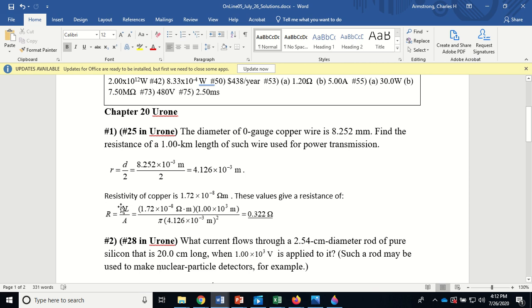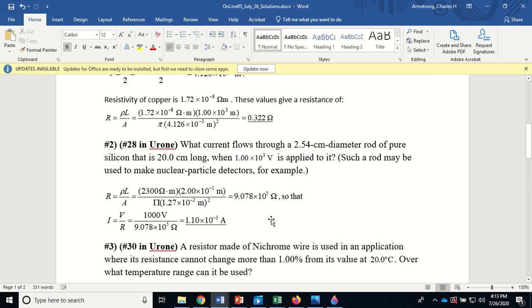So down here you've got the resistivity. There's the equation we use. Resistivity of copper wire, you see it up there, it's 1.72 times 10 to the minus 8 ohm meters times the length, a kilometer, 1 times 10 to the third meters, divided by pi r squared, so we square this radius. So the resistance is going to be 0.322 ohms. Okay, so that's how you find the resistance. You know the resistivity, you know the length, and you know the area. You just plug into that equation and you get the resistance.